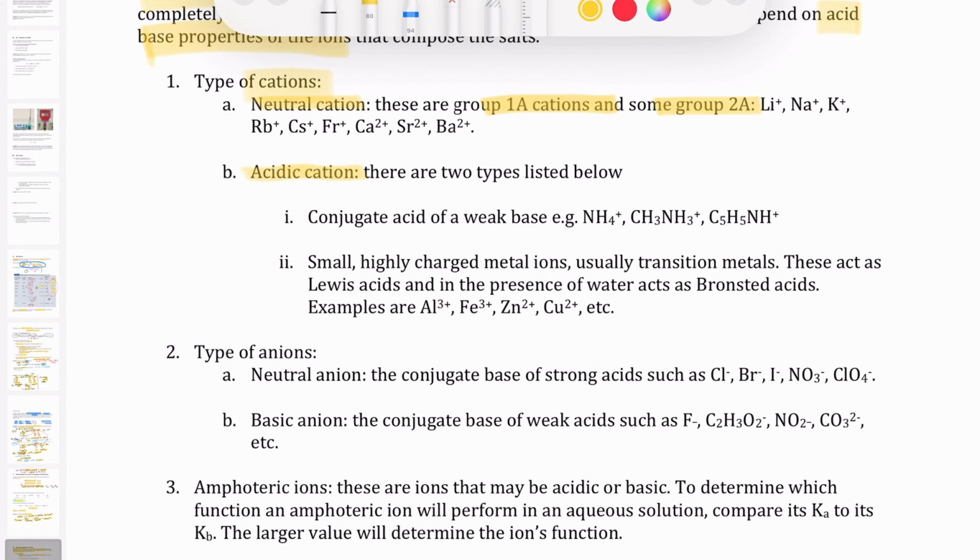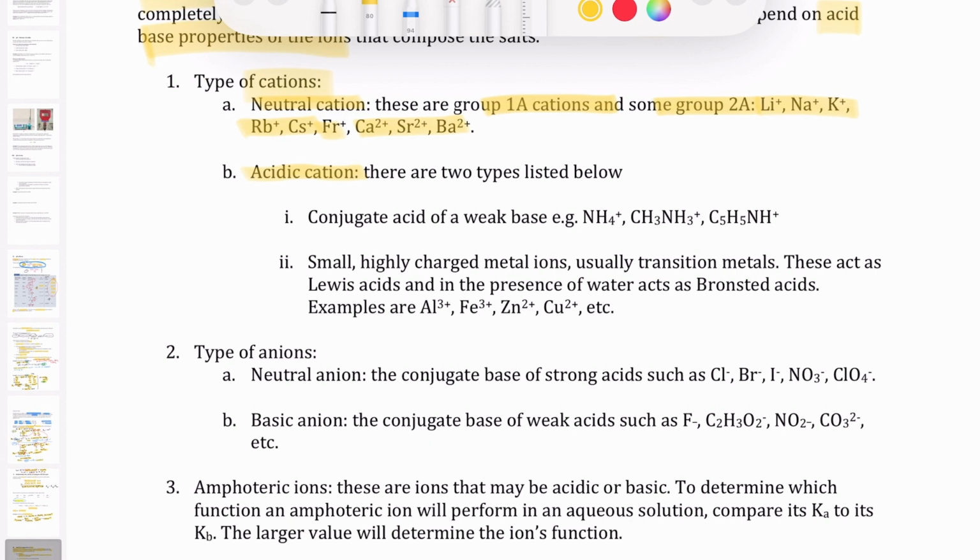We mentioned this when we discussed bases. These are lithium, sodium, potassium, rubidium, cesium, and francium, and then calcium, strontium, and barium for group 2. Those are all neutral. So if you put them in water, they don't change pH at all. They just float around as spectator ions. They don't do anything. But the acidic cations actually change pH.